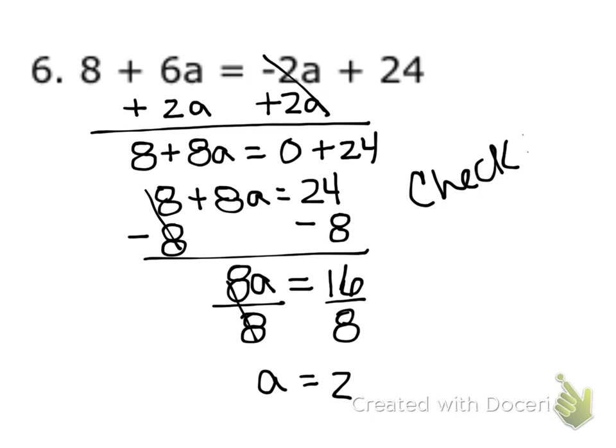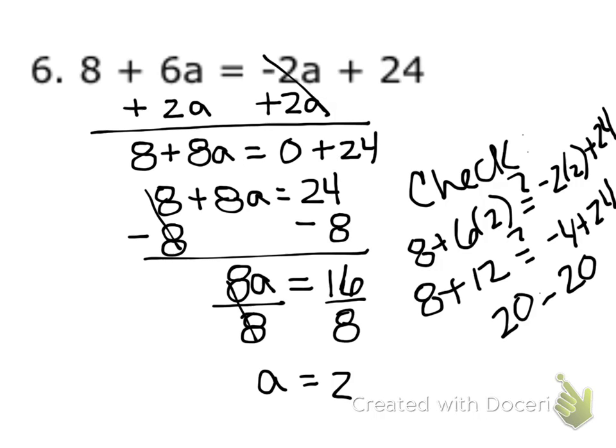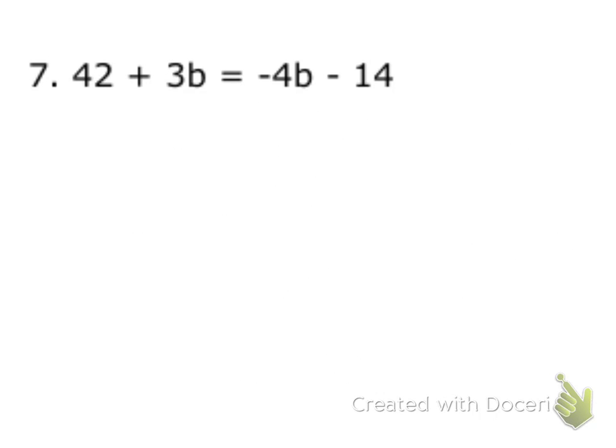So if I want to check my work, I have 8 plus 6 times 2, and I'm asking myself, does that equal negative 2 times 2 plus 24? 8 plus 12, I'm asking, does that equal negative 4 plus 24? I get 20 equals 20, so I know I did my problem correctly. Almost done. We have 2 more examples.